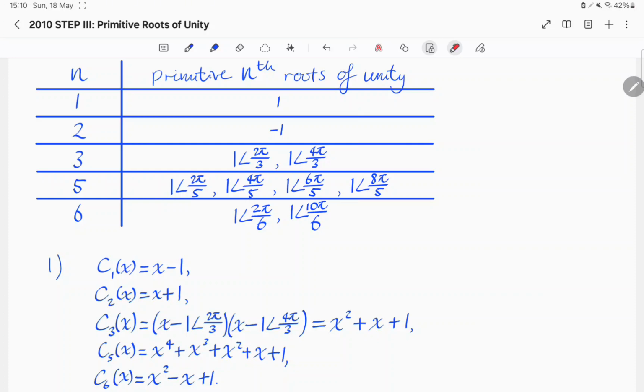Here, I'll write down C1 of x and C2 of x, and these are x minus 1 and x plus 1 respectively. Now, we'll move on to C3 of x. Here, we'll write this down in factorized form with each factor being x minus one of the primitive nth roots of unity. Expanding and then simplifying gives x squared plus x plus 1, and similarly, for C5 of x, this gives x to the 4 plus x cubed plus x squared plus x plus 1. Using this method once more, we get C6 of x is equal to x squared take x plus 1.